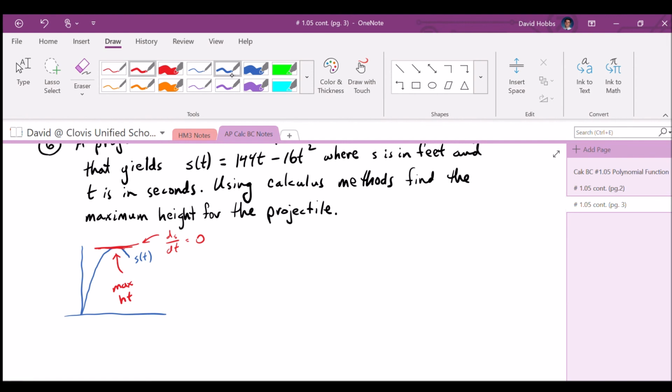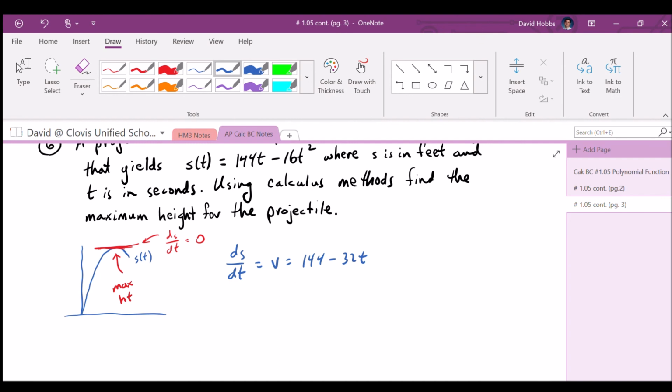So we want the derivative, ds dt. What's ds dt otherwise known as again? The velocity. The velocity is 144 minus 32t. So when the velocity is 0, now by the way, as it's going up, velocity has direction. If velocity is positive, it's going up. As soon as it starts coming back down, you're getting a negative velocity. So when you're dealing with up-down things and talking about velocity, up is positive, negative is down.